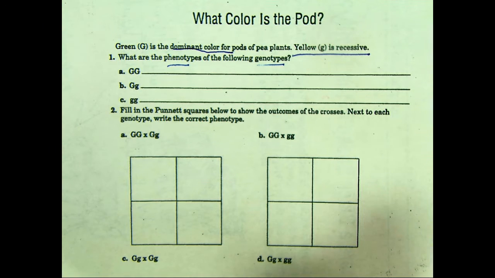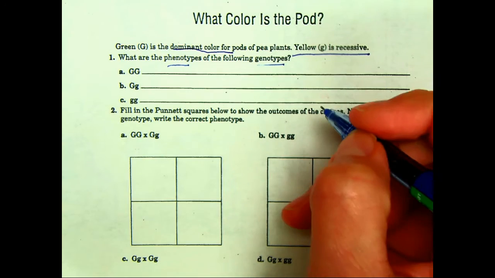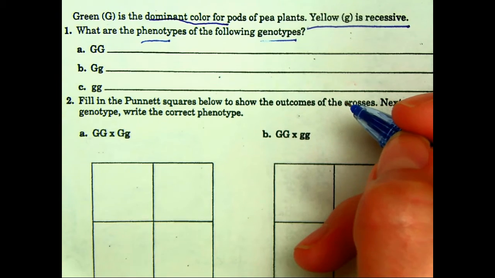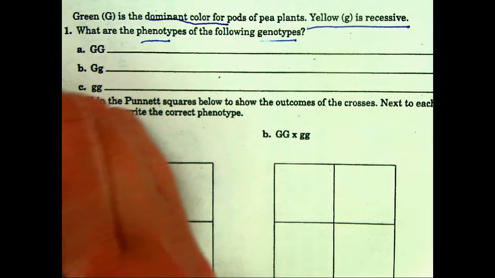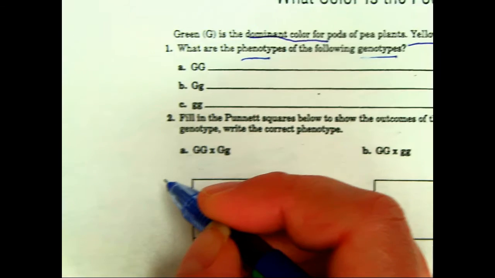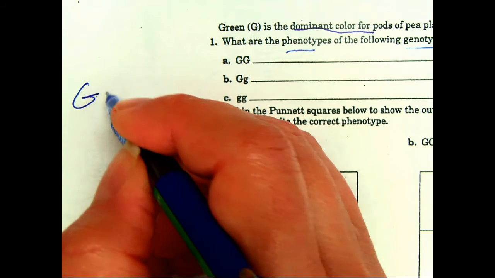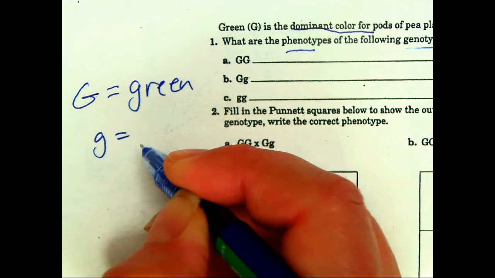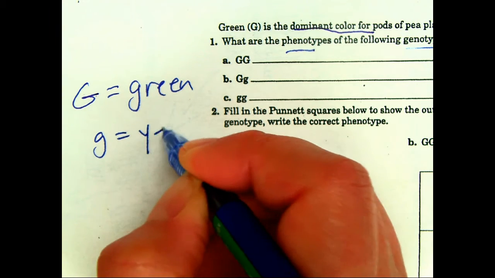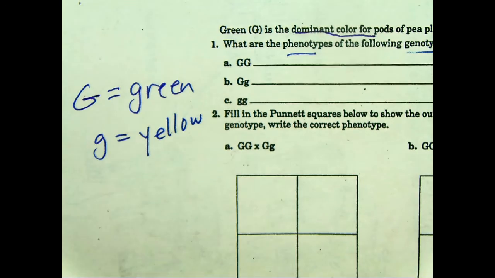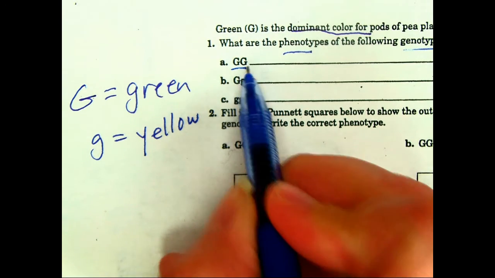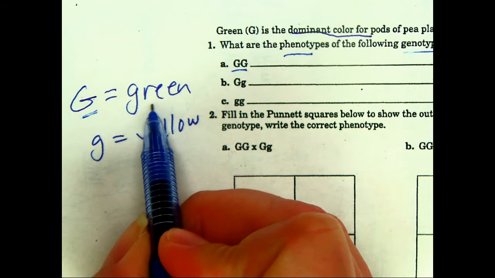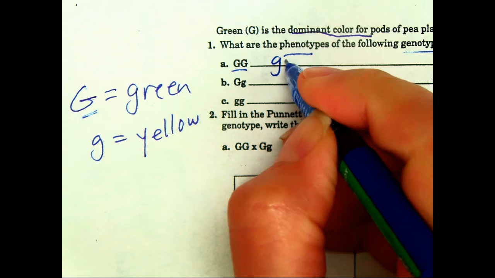When we are looking at this, let me zoom some more. Okay, so big G equals green. Little g equals yellow. Okay, green is dominant to yellow. So big G, if we look at this code, big G means green. So that pod would be green.